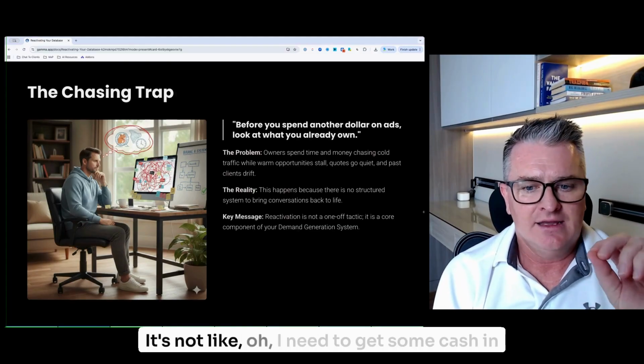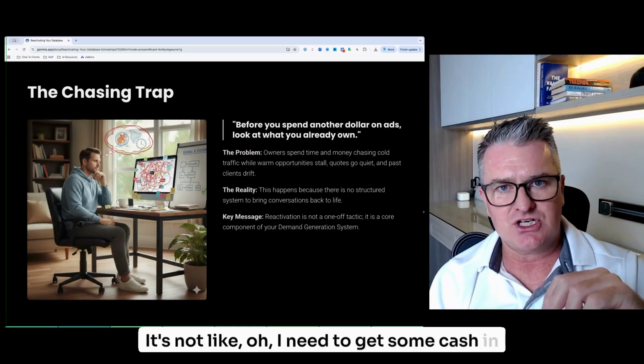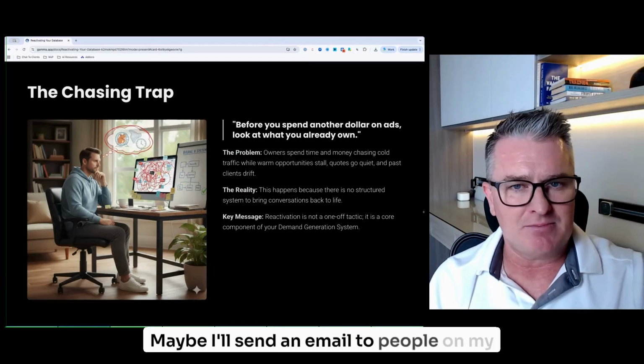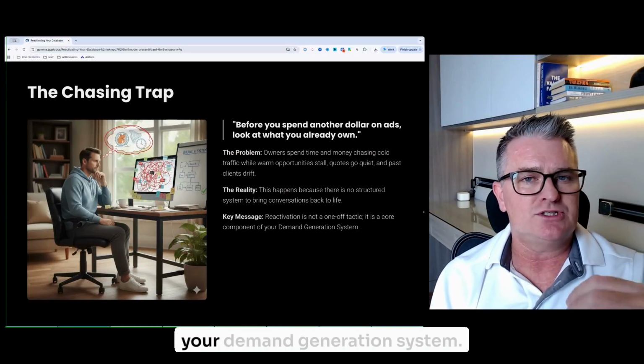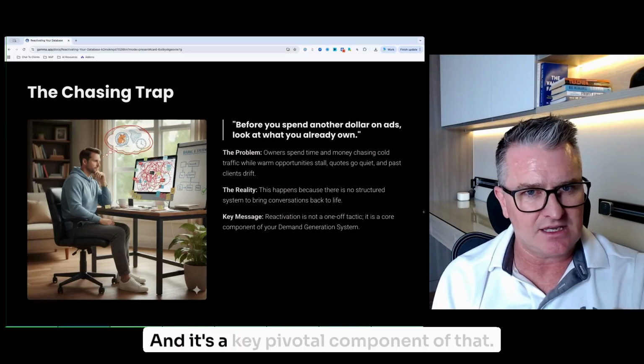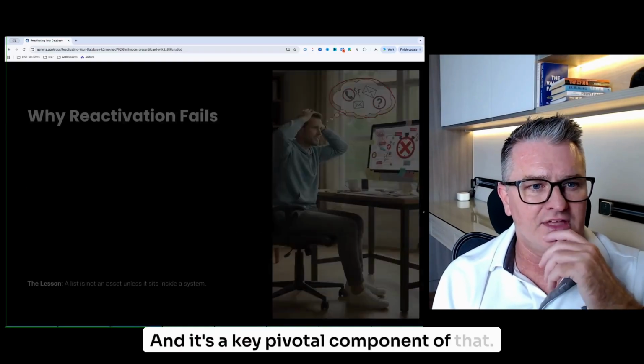It's not like, oh, I need to get some cash in, maybe I'll send an email to people on my database. This is really a component of what we call your demand generation system, and it's a key pivotal component of that.